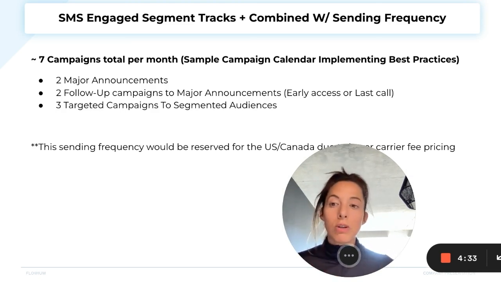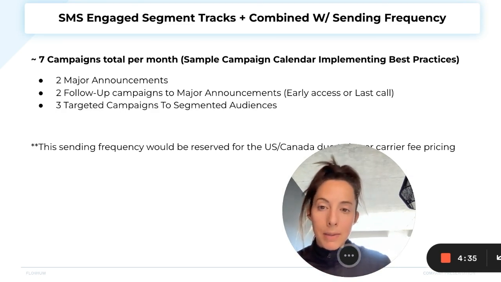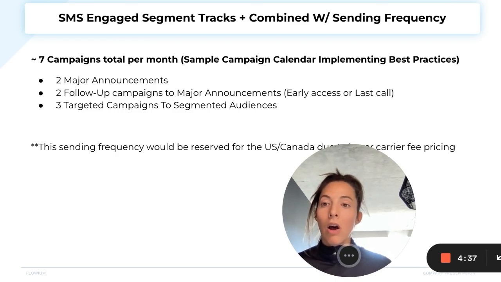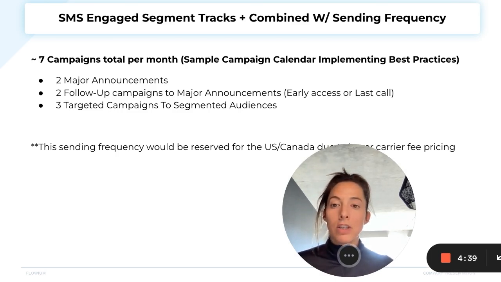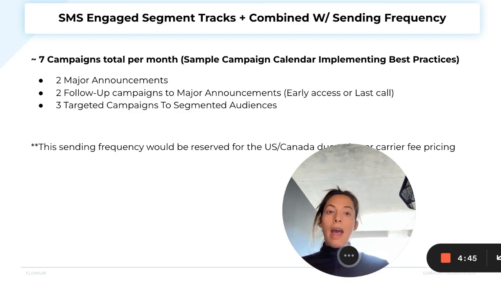So we're going to do 2 major announcements, 2 follow-up campaigns to major announcements, so early access or last call, and 3 targeted campaigns to segmented audiences, so our very personalized campaigns. If we combine this with our engagement tracks, so track A, we'd be sending 100% of our planned campaigns. So we're sending 7 campaigns to track A. Track B, we are sending 60% of our campaigns, so we're sending 4 campaigns. And track C, we're sending approximately 1 campaign.